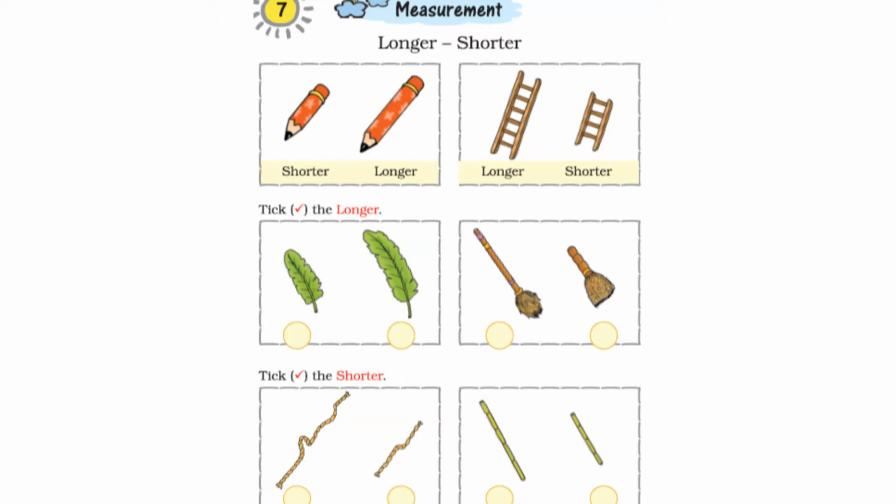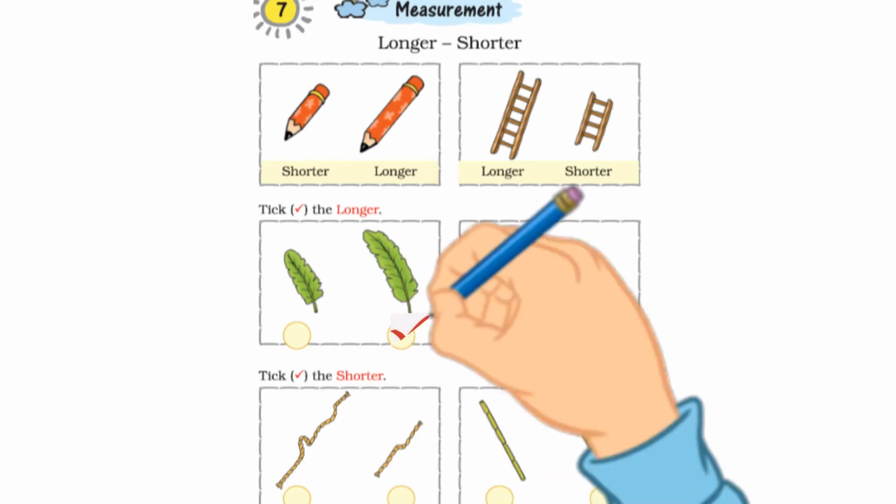So you are watching two leaves. So which is longer? Lambi kaun si hai? Longer. You are comparing two things at a time, okay? ER here they have used. So which is longer? सबसे लंबी कौन है? दोनों में से लंबी कौन है? The right one. Okay, right. Tick there.